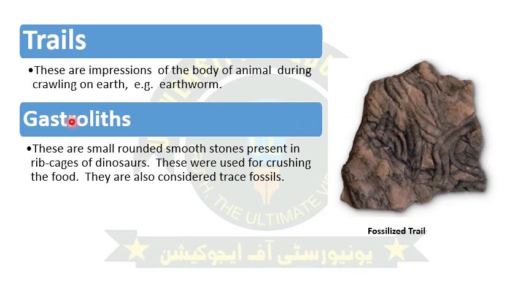Next is the gastroliths. Gastro means stomach, liths mean earth. So these are the stony materials found in the stomach of different organisms present in the past, particularly the dinosaurs. These are small, rounded, smooth stones present in the rib cages of dinosaurs. These were used for crushing the food. They are also considered trace fossils.